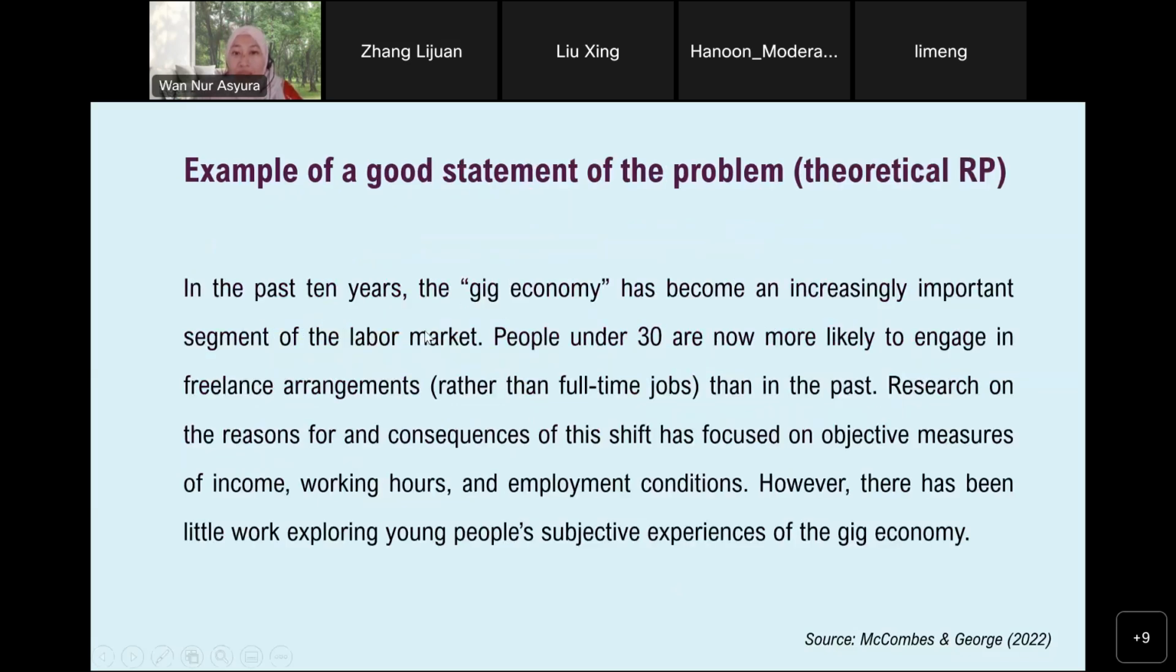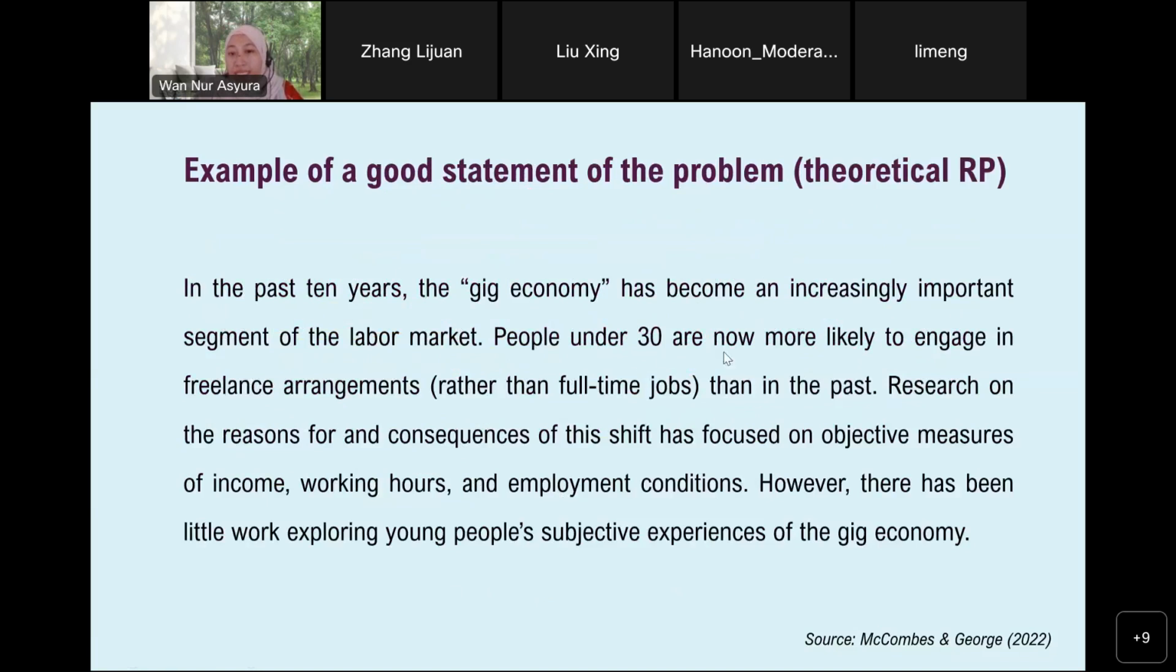Right, so this is another good statement of the problem, but this one is based on theoretical research problem. So this one, in the past, I will just read it out. You can scrutinize each element after this. In the past 10 years, the gig economy has become an increasingly important segment of the labor market. So again, this is the current context.